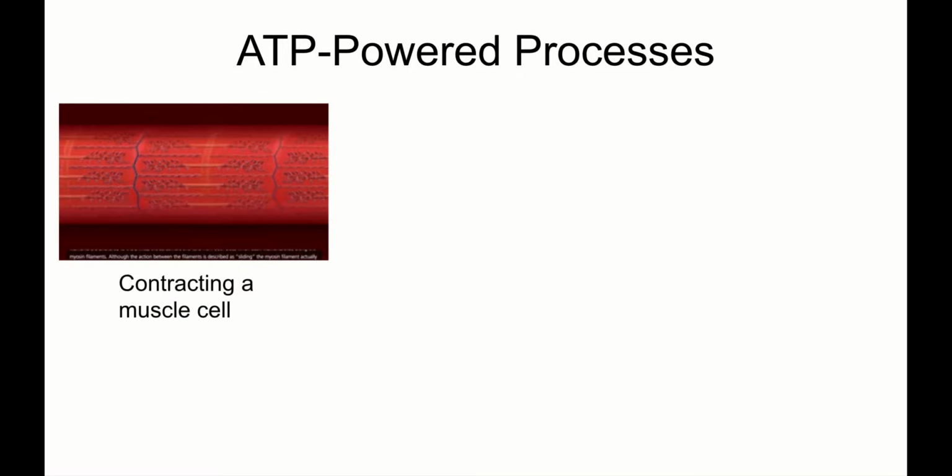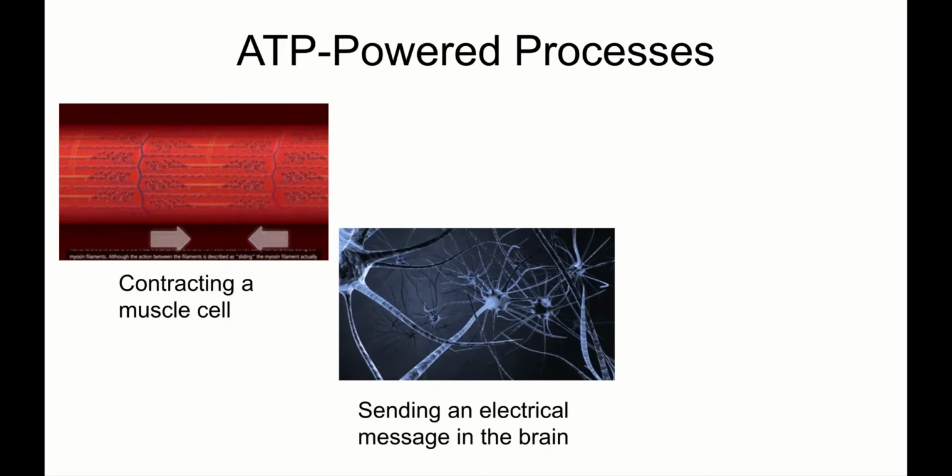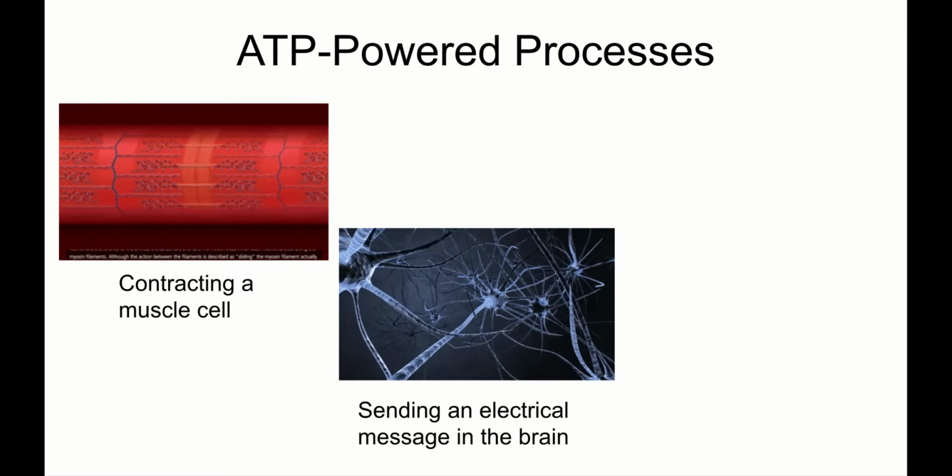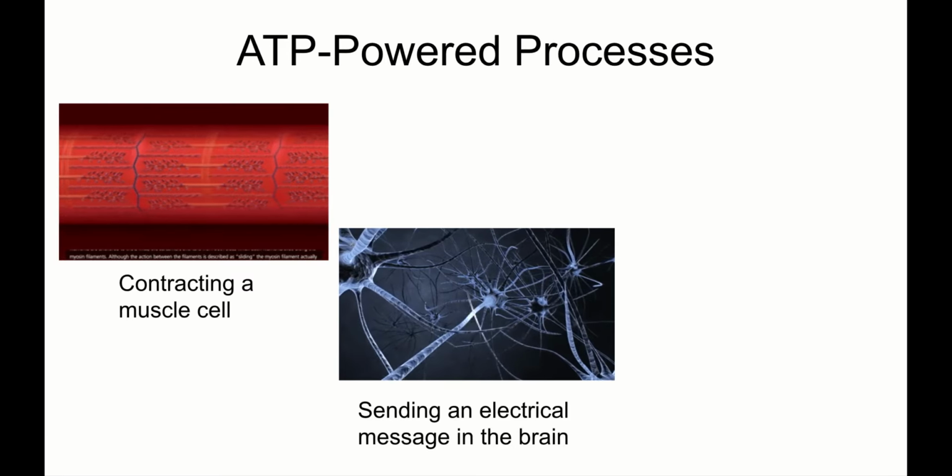Some examples of ATP-powered processes, because I said basically everything is an ATP-powered process. Here's some good examples. Contracting a muscle cell. All of your movements come down to different muscles contracting, and that contraction is actually myosin and actin fibers contracting together, and that whole process is fueled by ATP. Sending electrical messages through the brain, all of those electrical messages are initially triggered by, you guessed it, some ATP.